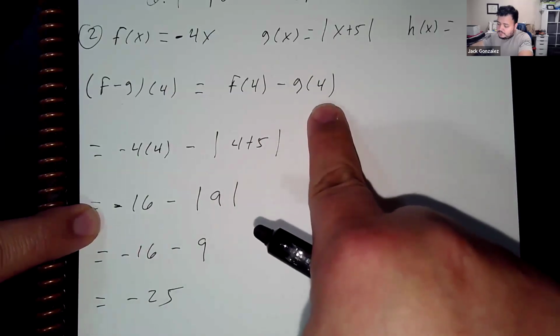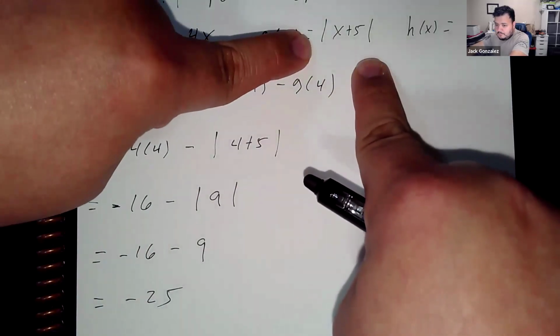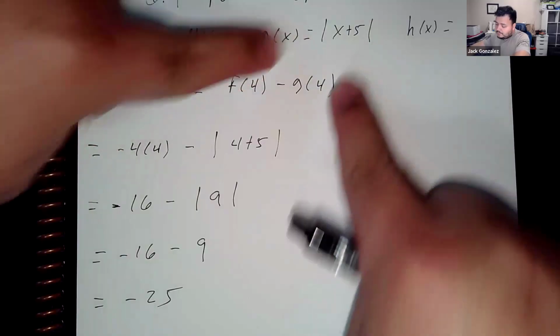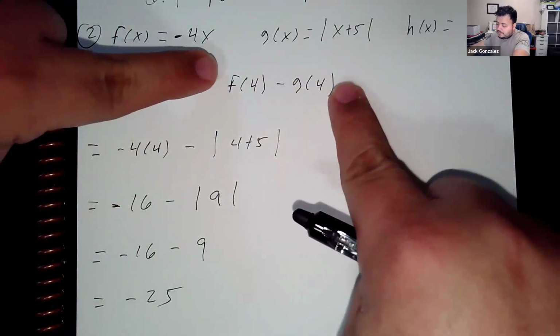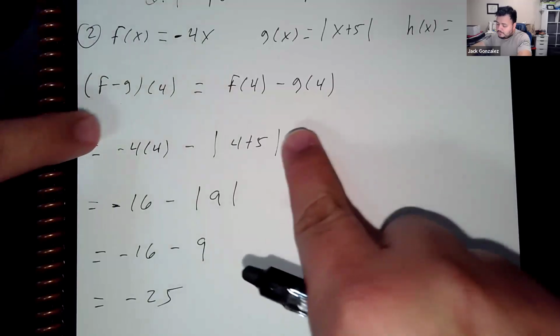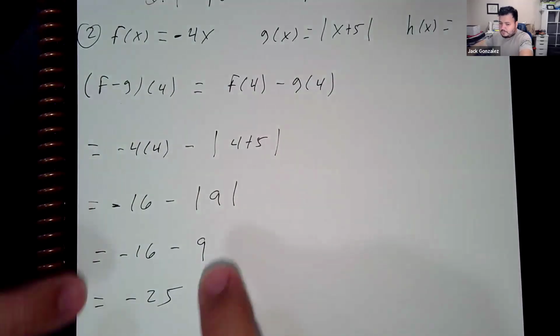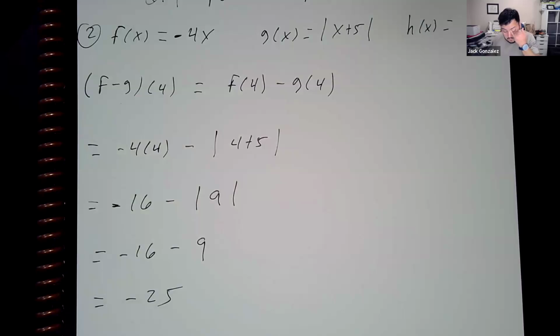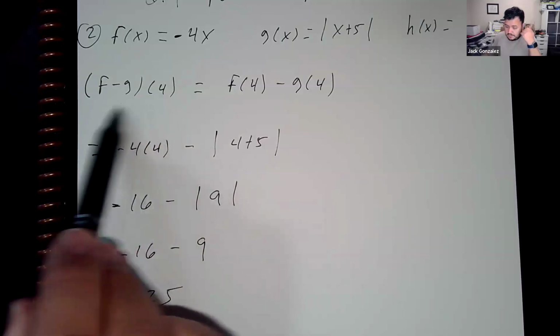What does g do? Well, g is absolute value plus 5. So plug in the 4, and we get this. So we're finding out what these functions do at 4 separately, and then subtracting. That's what they want you to do. And that's what this notation means.